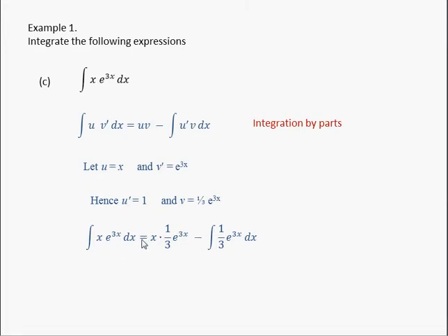Okay, so uv dash, and here's uv, and here's u dash. Well, u dash you don't see because it's 1, and then e to the 3x is the final one. Okay, and then this integral here we can do.